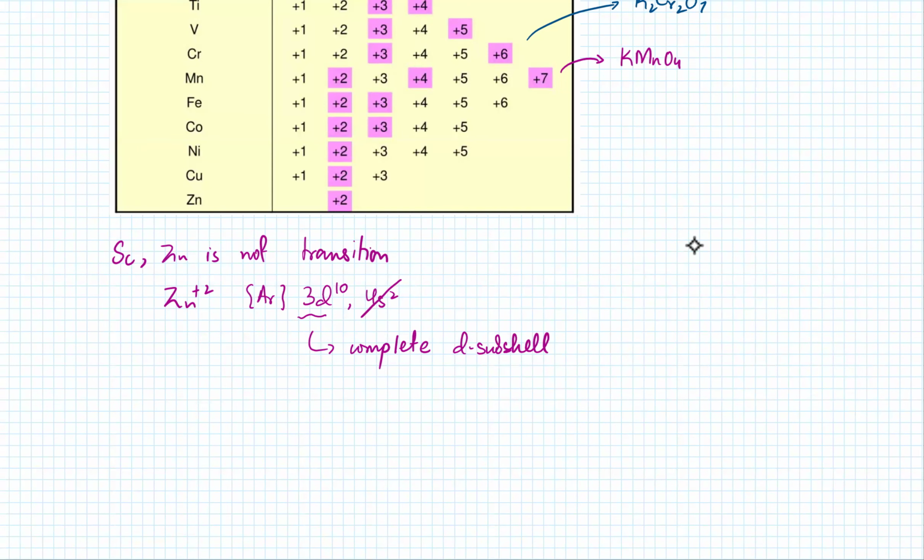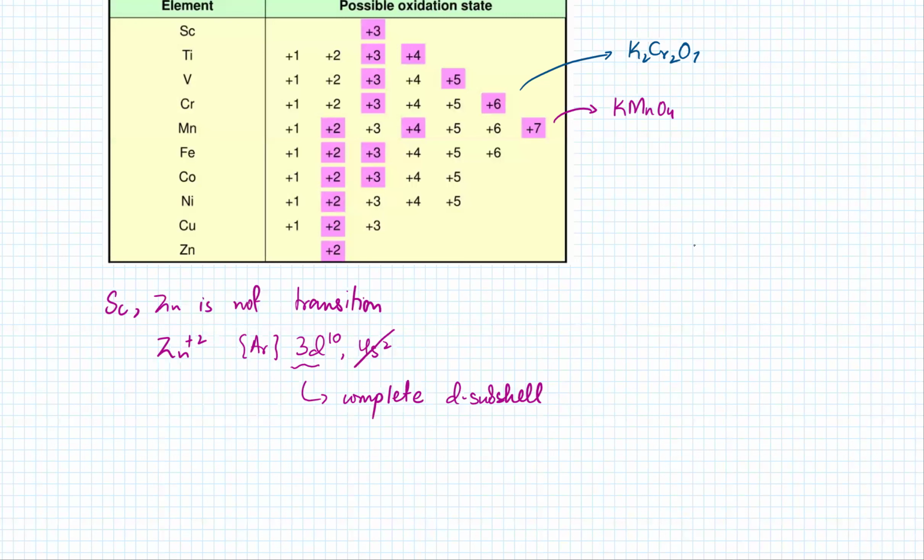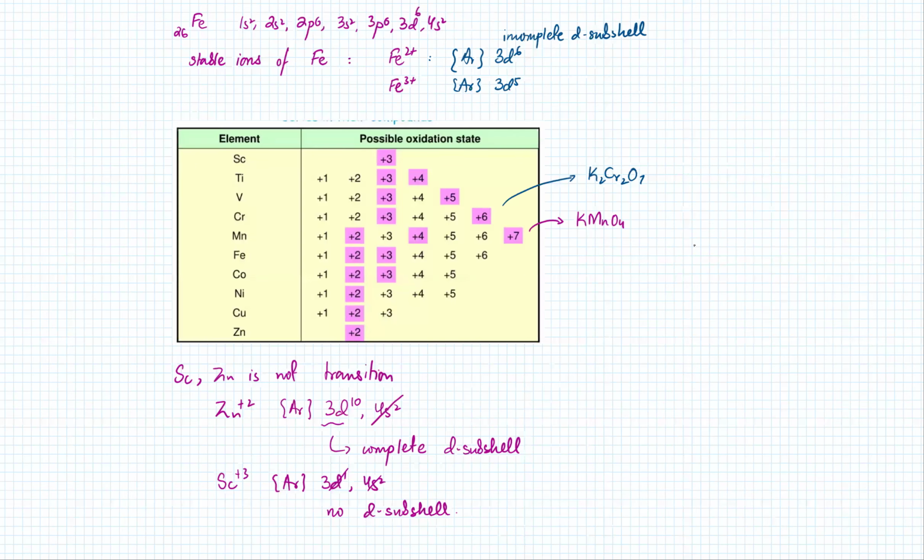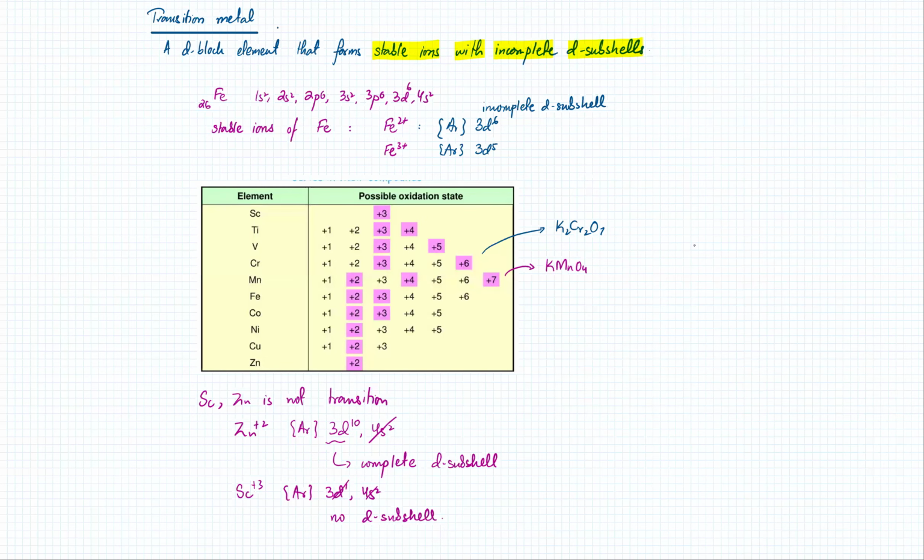Scandium is also not a transition metal, because what is the oxidation state of scandium? That's +3, right? Now the original scandium is argon followed by, I think, 3d1 4s2. So when it forms a +3 ion, there is no 3d, there is no 4s left. So there is no d subshell in the ion, which is why it's obviously not a transition metal. Transition metal is by definition something that forms stable ions with incomplete d subshells.